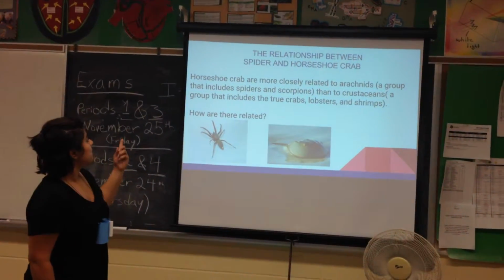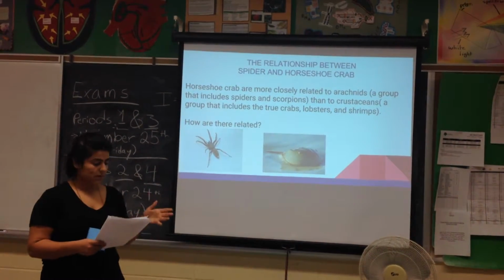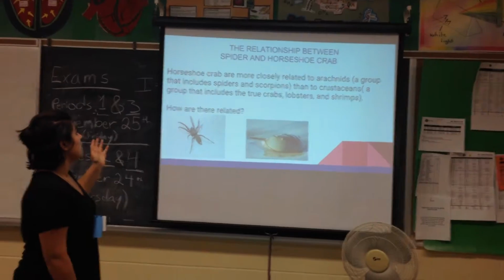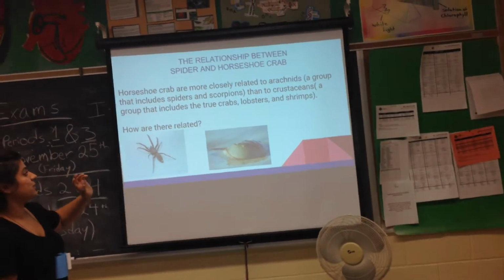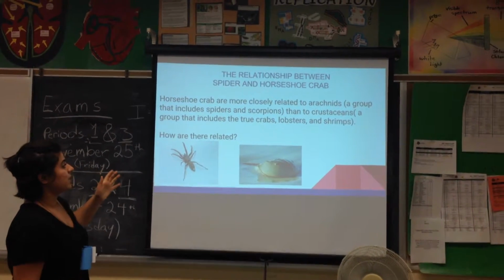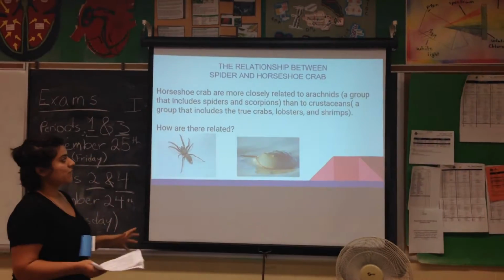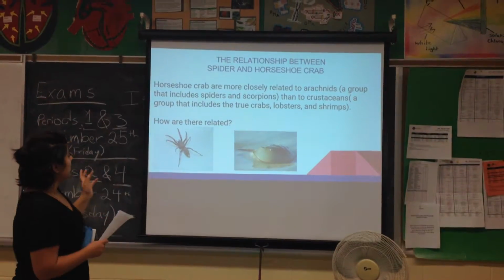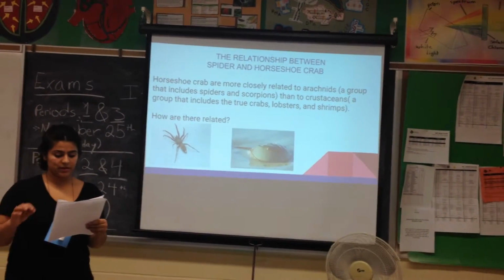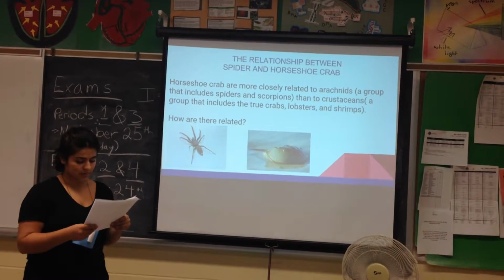We have a horseshoe crab and a spider here. What are the differences between these two, and how are they related? Horseshoe crabs are more closely related to arachnids, a group that includes spiders and scorpions, than to crustaceans, a group that includes true crabs, lobsters and shrimp. Studies of blood proteins in horseshoe crabs show that this animal is related to modern spiders.